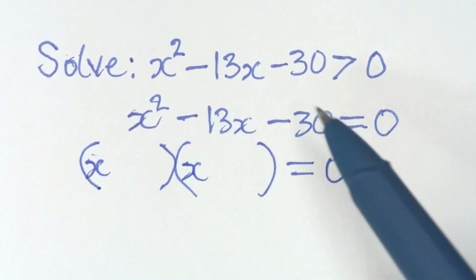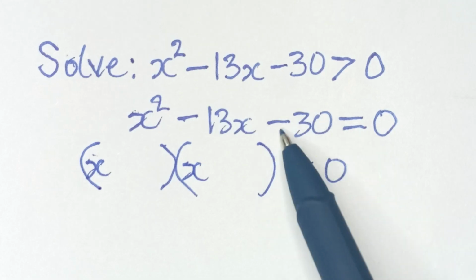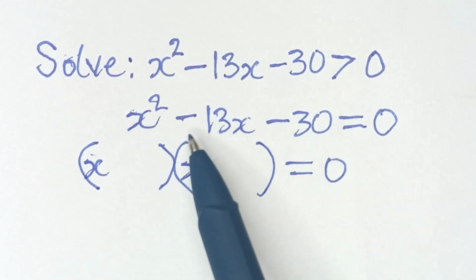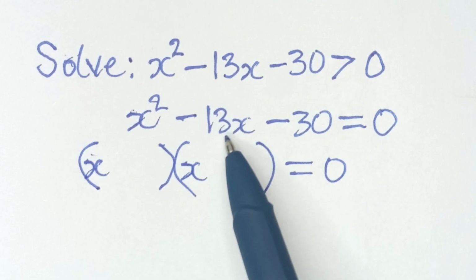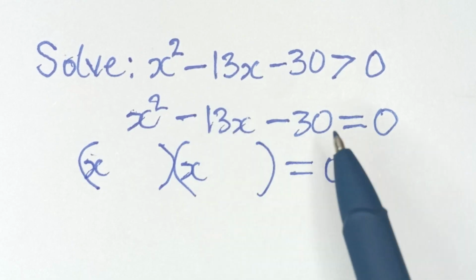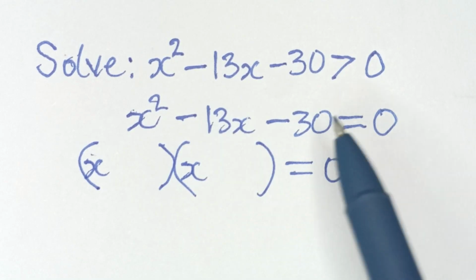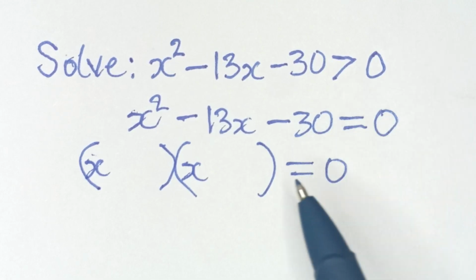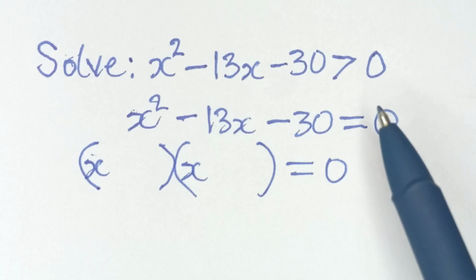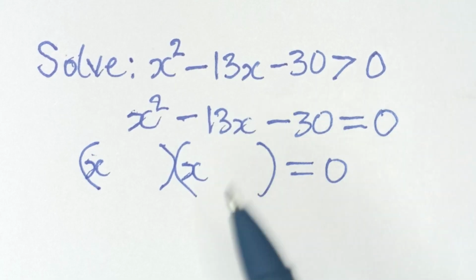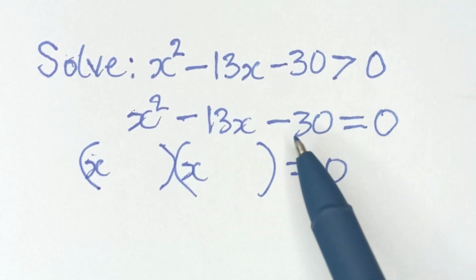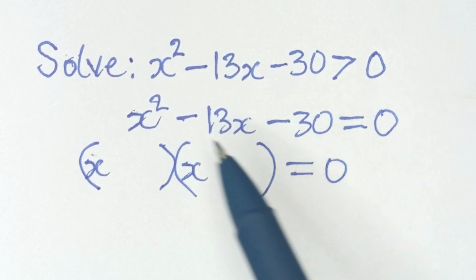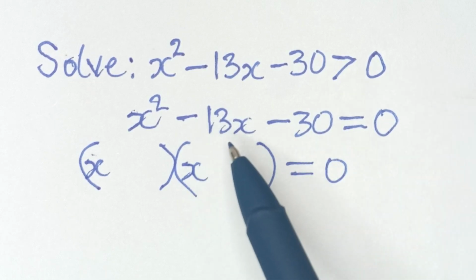And then the next thing is to look for two numbers such that their product is negative 30 and their sum is negative 13. So we have to look for two factors of 30. Factors of 30 like 1 and 30, 5 and 6, 2 and 15, 10 and 3. Now if we check out of all these factors, the one that if we multiply two of them, it's going to give us negative 30, and when we add it, it's going to give us negative 13.